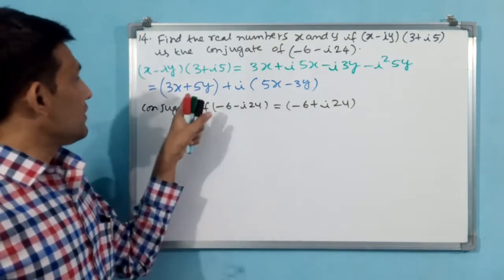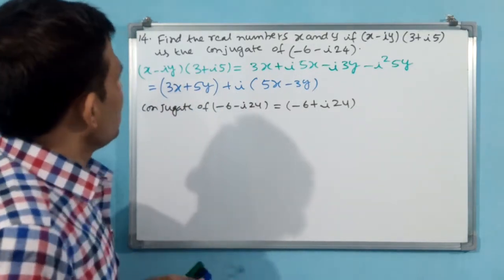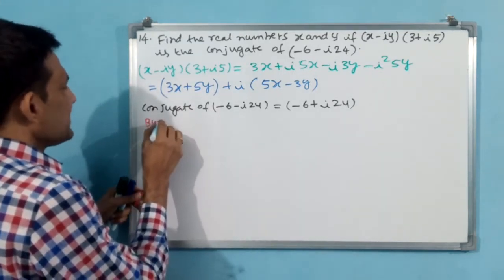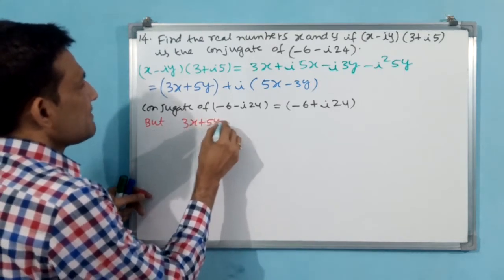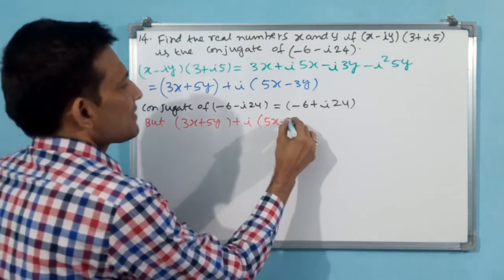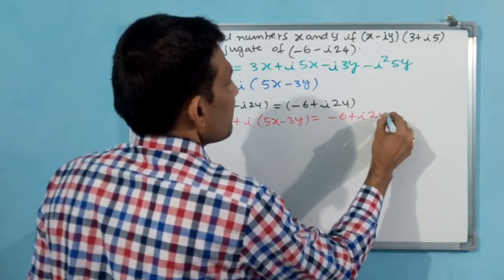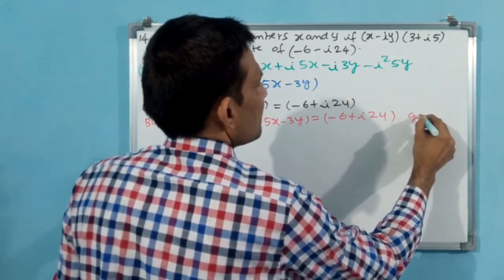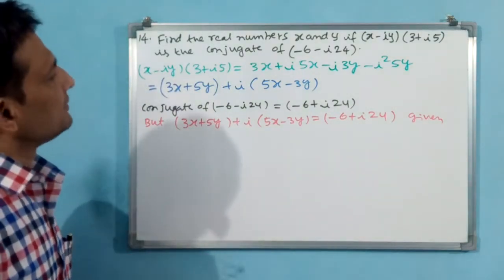But this should be equal to this one. That you write. How to write? Write down: 3x plus 5y plus i(5x minus 3y) is equal to minus 6 plus i24. Given. Okay? Like that he has given.